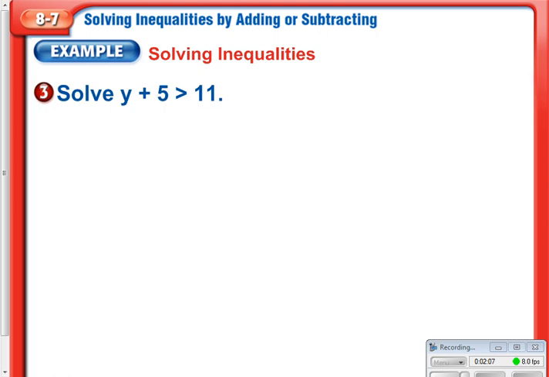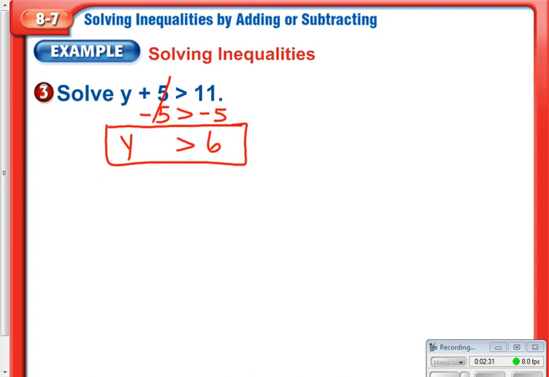Example 3, y plus 5 is greater than 11. Drop down that inequality sign. I'm going to get y alone. In order to do that, I need to subtract 5 on both sides. y will drop down, the 5s cancel out, the inequality moves down, 11 take away 5 is 6. So y is greater than 6.